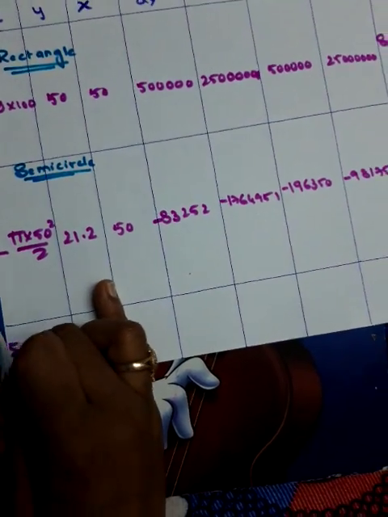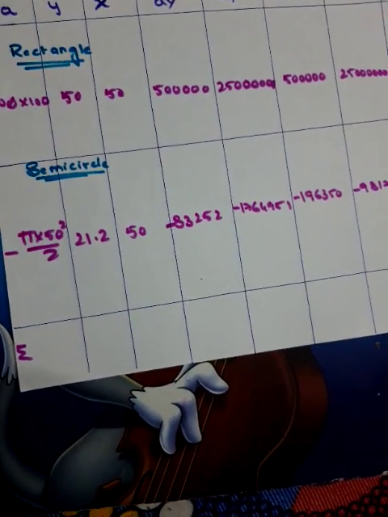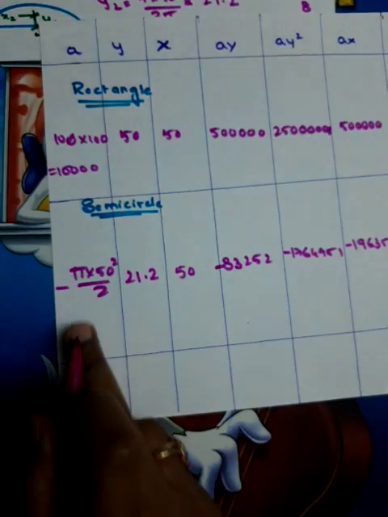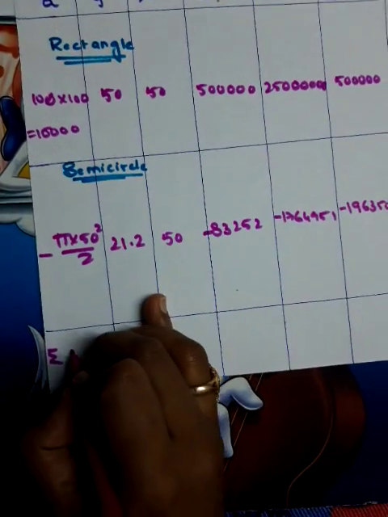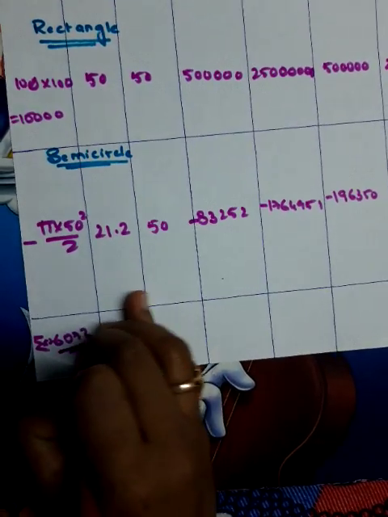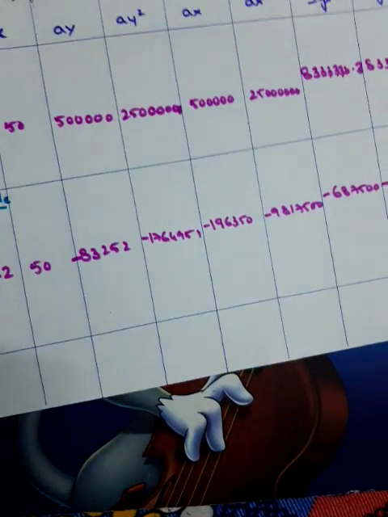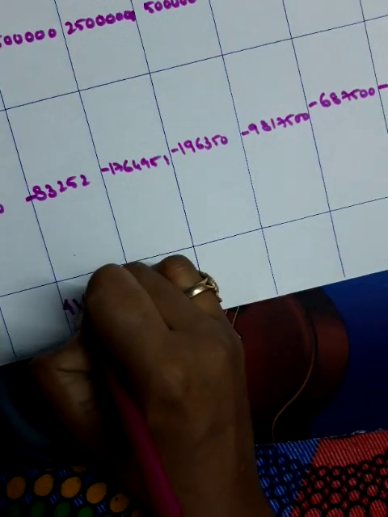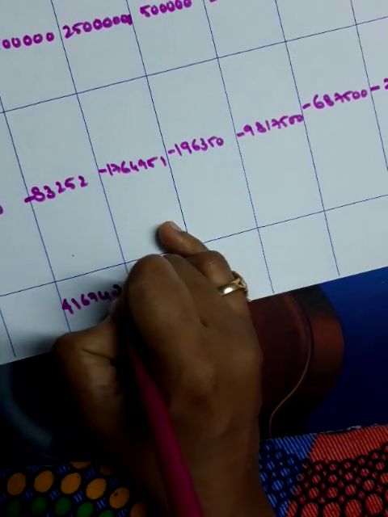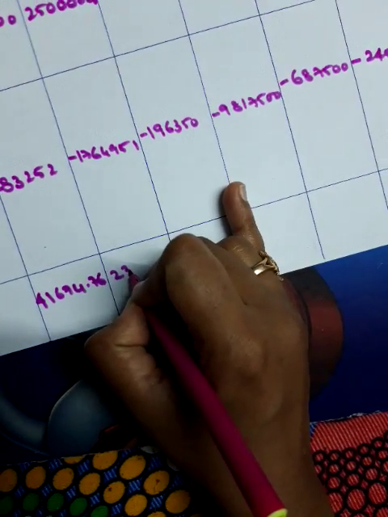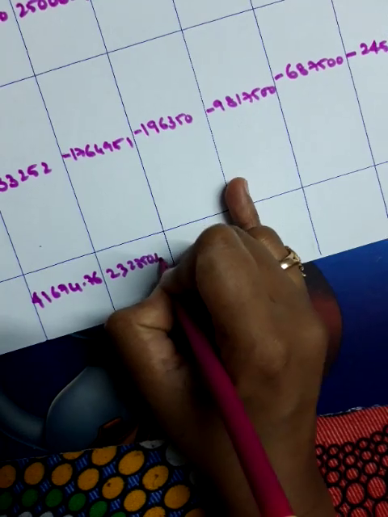Just use a calculator, that is pi r to the power of 4 divided by 8 you will be getting. Now you have to get the value of summation of area. That means this is 10,000. This value minus this value, that means you will be getting 6073. Then summation of Ay is required, 41674.76. Then Ay square you will be getting 5049.